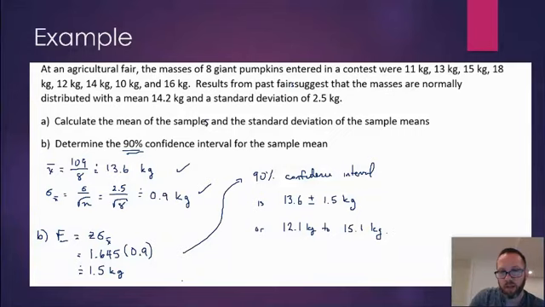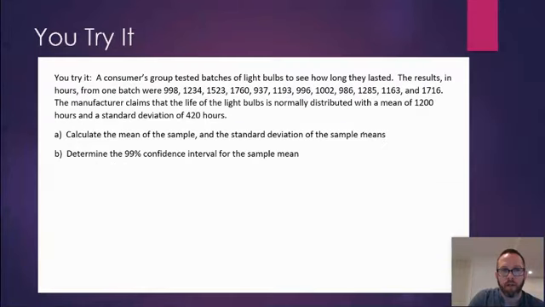So yeah, it's just a little new formula for margin of error. Calculating the standard deviation of the sample means is pretty simple. You do the population standard deviation divided by the root of n. Why don't you guys give this a try?